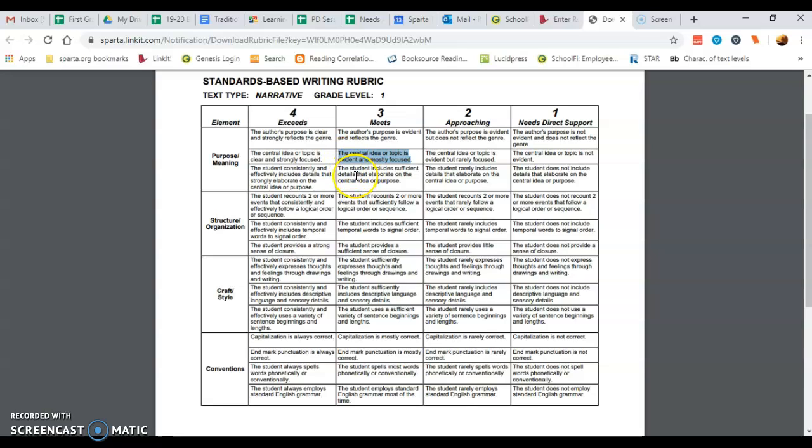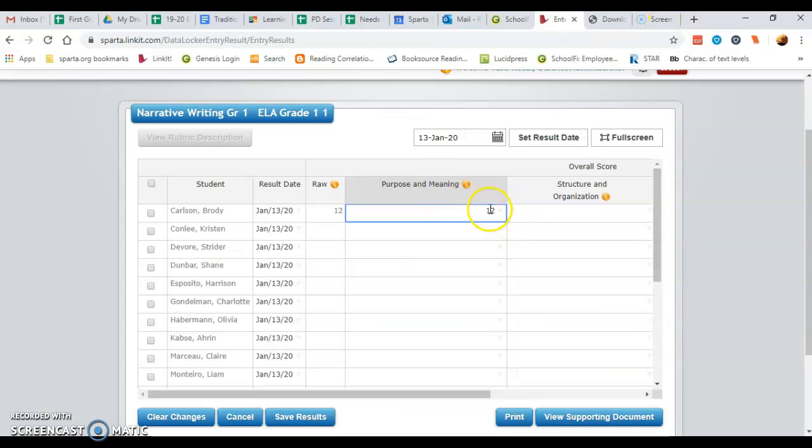The next category is on details included. So let's say this student doesn't include a lot of details, and you're going to give them a 2 in this section right here. The student rarely includes details that elaborate on the central idea or the purpose. So now in this category of purpose and meaning, they had 4 over here plus 3 points, and an additional 2 gives you 9 points. So 4 plus 3 is 7, plus 2 more is 9. So in this category of purpose and meaning, they scored 9 points. So you would actually come right here and give them a 9. Okay, so then you would go to structure and organization.